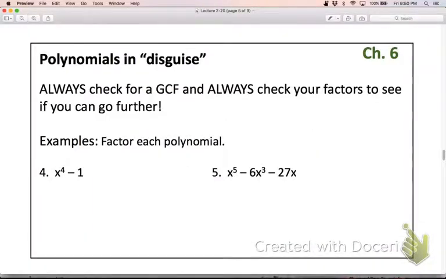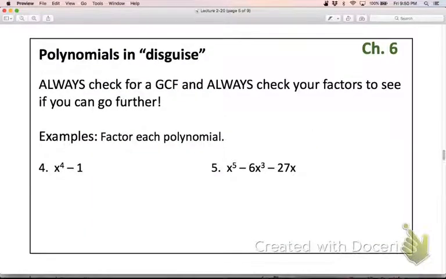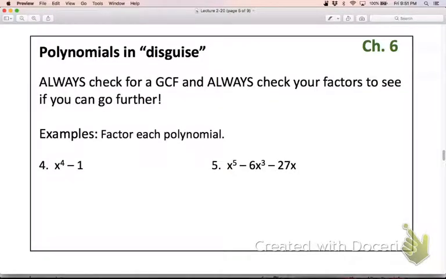So what we want to be careful about is that we make sure we get everything. So make sure that you always start by checking for a GCF. None of the problems we did before had one, but some of these might. And like I've mentioned before, you always want to check your factors to see if you can factor them any further than what you have done.